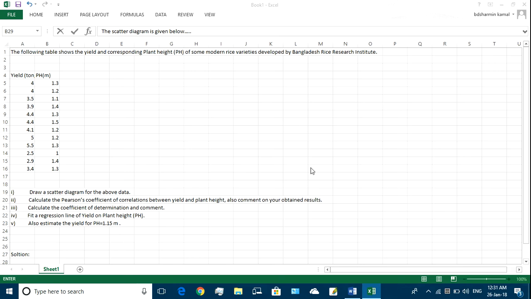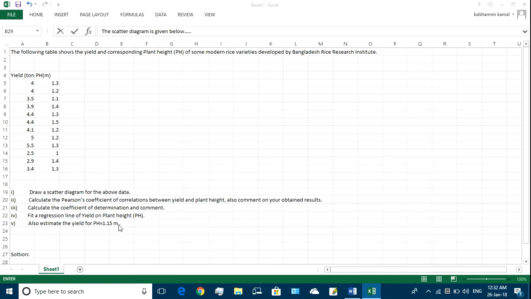Today in this video I'm going to show you how to determine a scatter diagram. Firstly we will draw a scatter diagram using the above data, and then we will calculate Pearson's coefficient of correlation. The third one will be to calculate the coefficient of determination, and we will fit a suitable regression line using the above data, and we will estimate yield for pH, that is plant height, which is 1.15 meter.